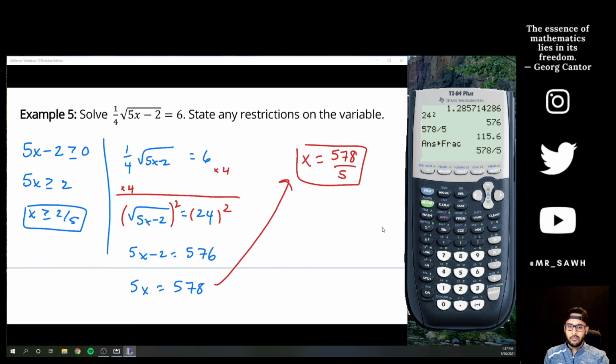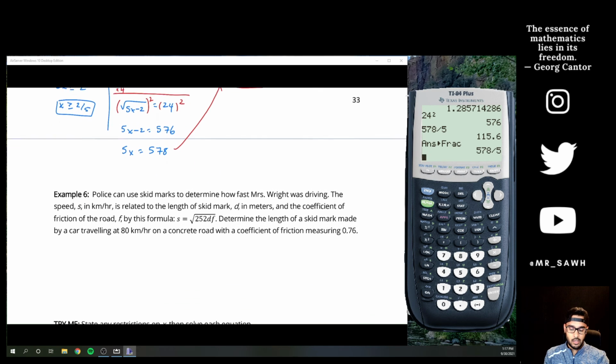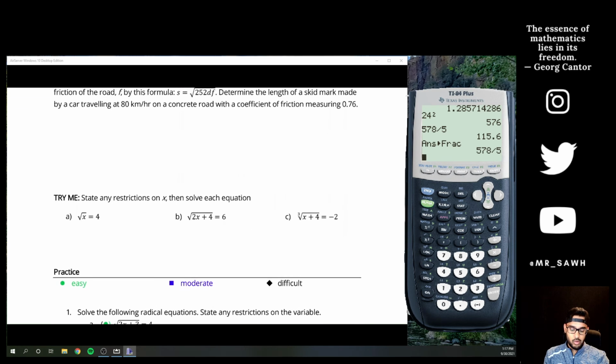Okay, so all of them are very similar. State the restrictions and then solve. Example 6, more of a word type problem.